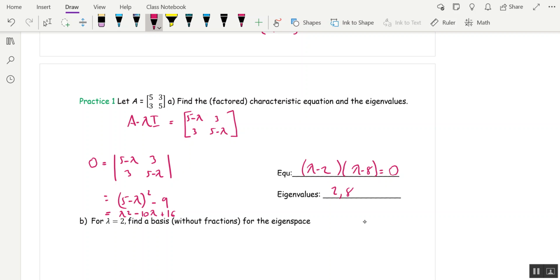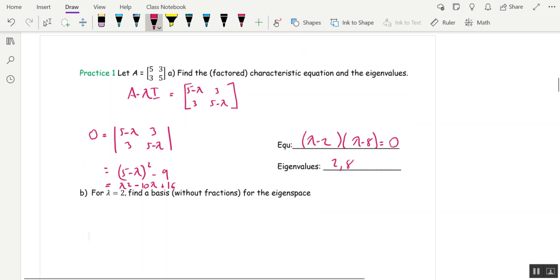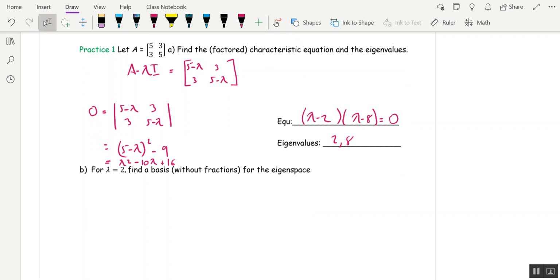Okay, so I wrote down the minimum that I want to see on a test. Minimum, that's it. Now I'm going to write down the minimum I want to see here. For lambda equals 2, find a basis without fractions for the eigenspace. So lambda equals 2. I'm going to write down which eigenvalue I'm using. And then A minus 2I augmented with 0 is the matrix. So I go up here to my A minus lambda I, and I put in lambda equals 2.